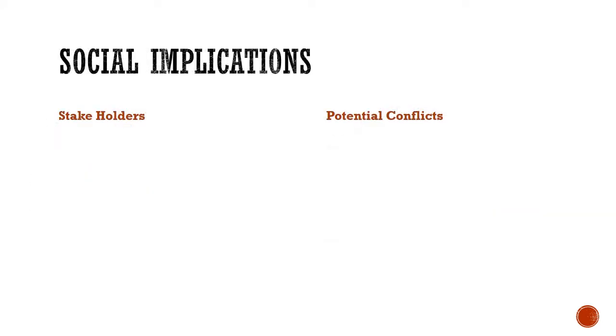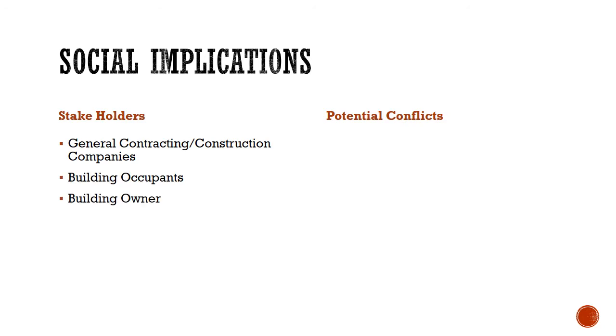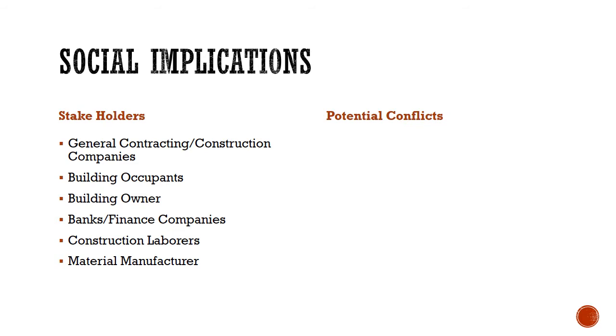As for any abstraction, there will be people that are involved or affected with the real-world phenomena you're analyzing. In analyzing skyscrapers, the stakeholders could be a variety of different people. A few of the stakeholders that could be involved include the general contracting companies that build these buildings, the building occupants, the building owners, banks and finance companies, the construction laborers, and building material manufacturers.